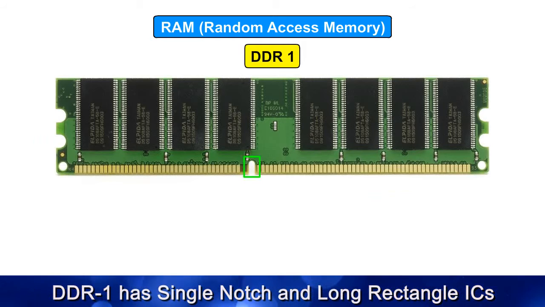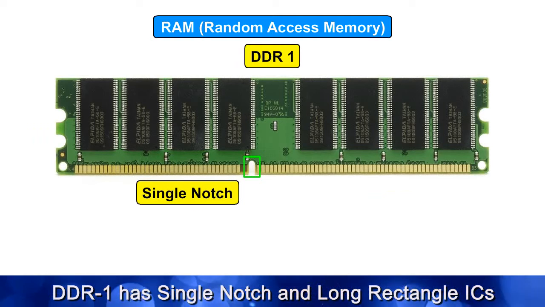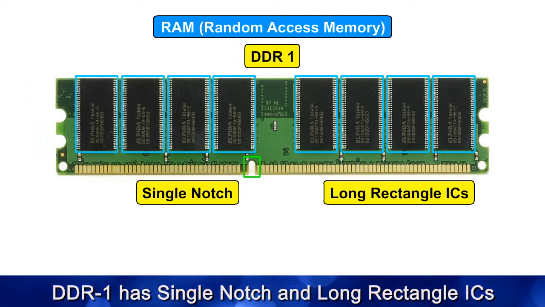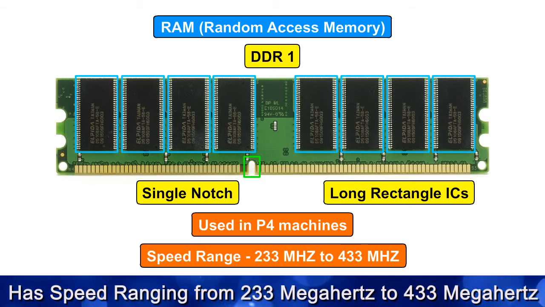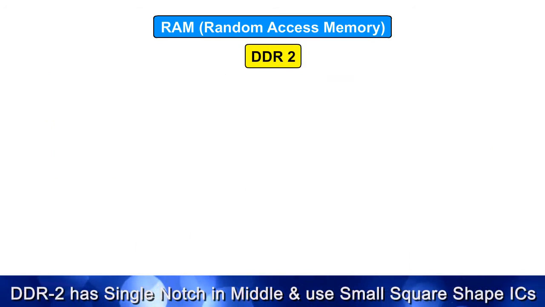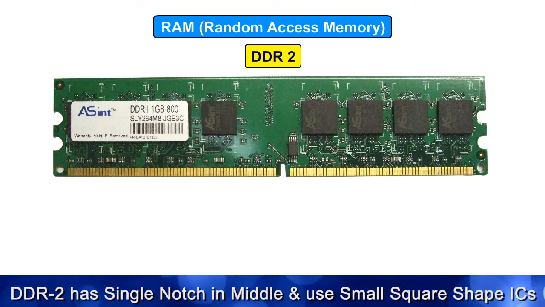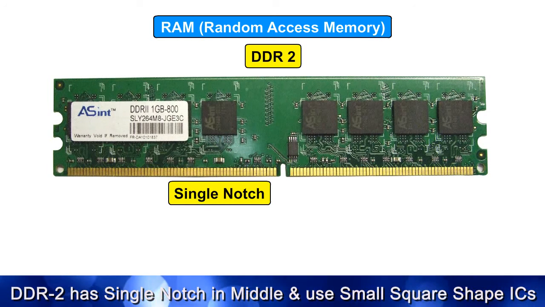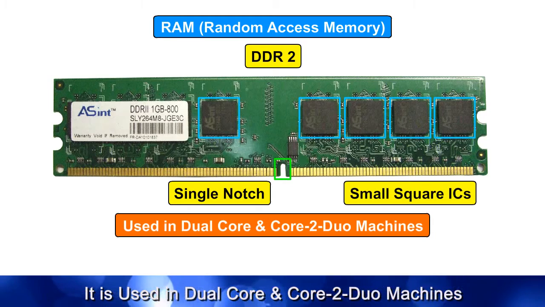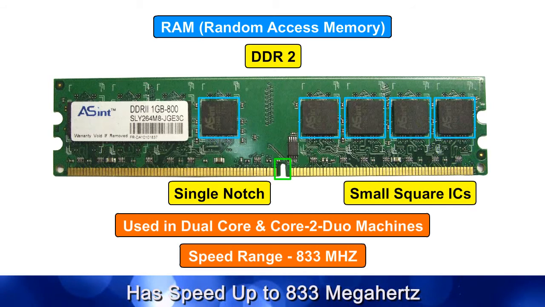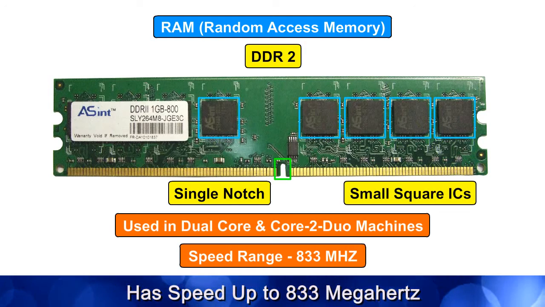DDR1. DDR1 has single notch and long rectangle ICs. It is used in P4 machines and has speed ranging from 233 MHz to 433 MHz. DDR2. DDR2 has single notch in middle and uses small square shape ICs. It is used in dual core and core 2 duo machines and has speed up to 833 MHz.